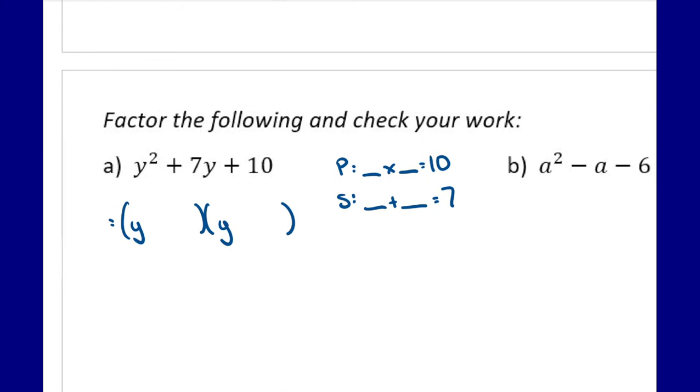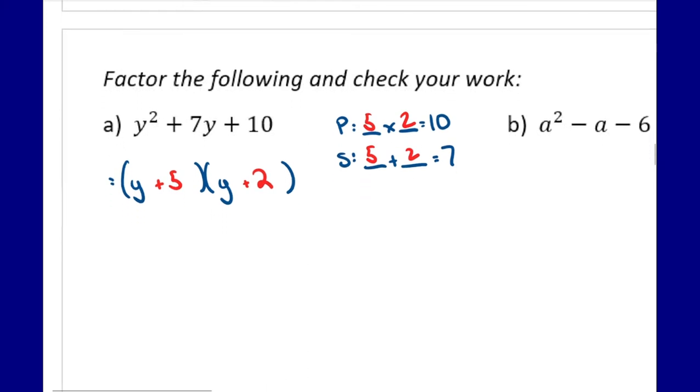The easiest one to start off with is multiplying to 10, or the product. Right? It's easy. There's fewer options to choose. So what two numbers multiply to 10? Well, 5 and 2. We can test that. Does 5 plus 2 equal 7? It does. So that means that the missing parts of our bracket are going to be positive 5 and positive 2. And then we've factored.